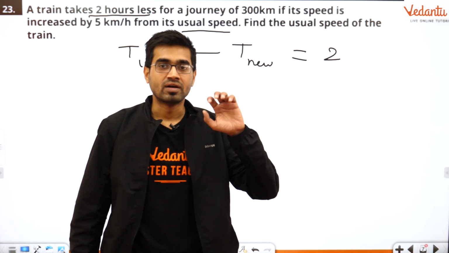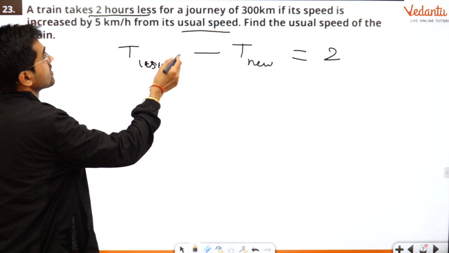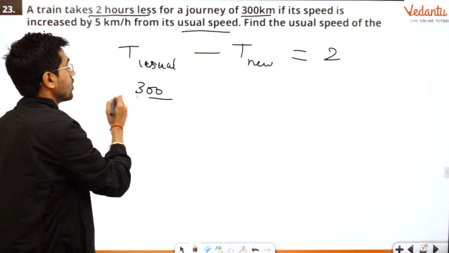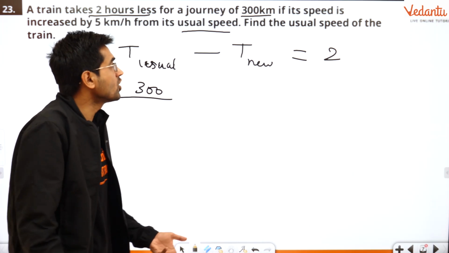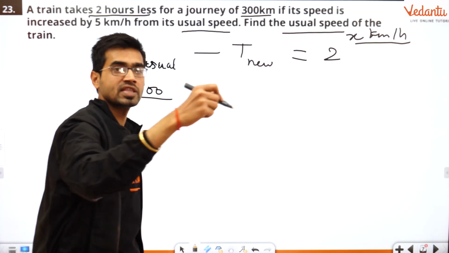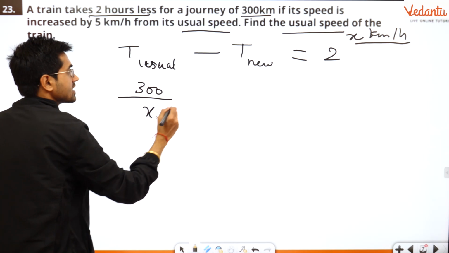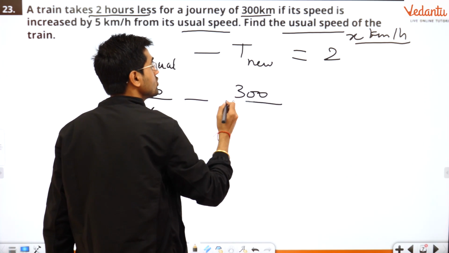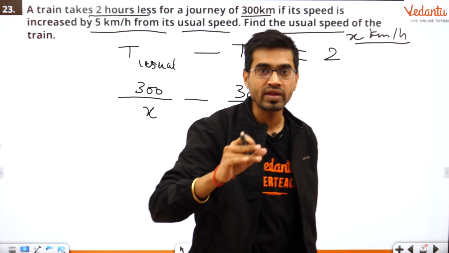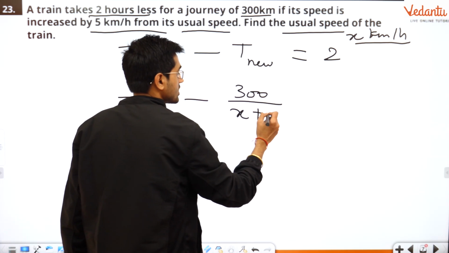What is time? Distance by speed. How much distance? 300 kilometers. What is the speed? You do not know the usual speed. Let the usual speed be x kilometers per hour. What is the new time? Distance upon new speed. Now the speed has been increased by 5, so it is x plus 5.